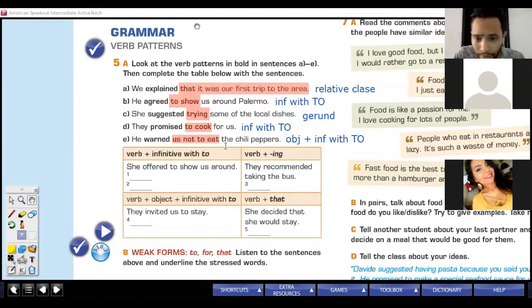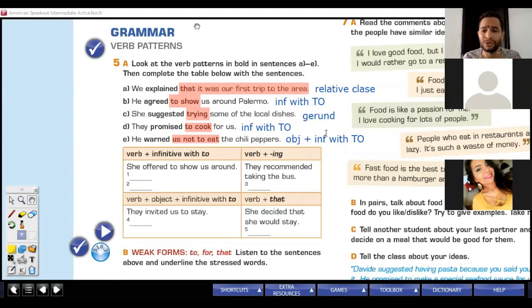And these are the four different patterns, or verb patterns, in English.